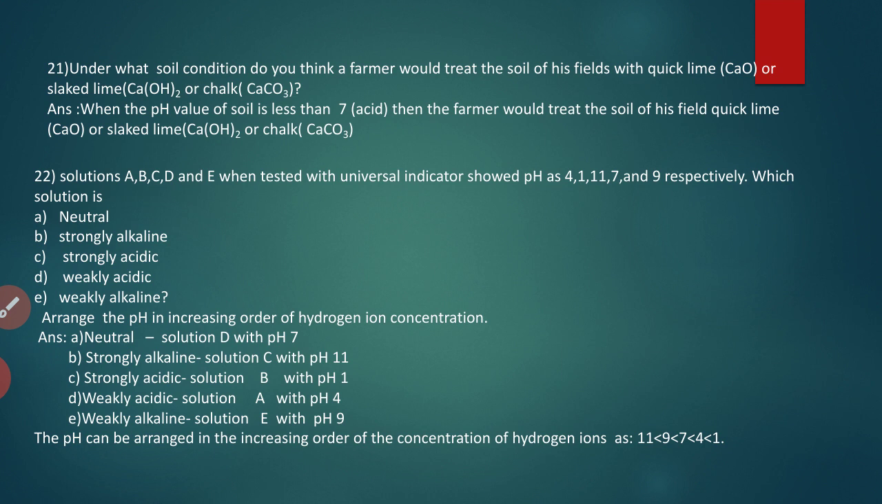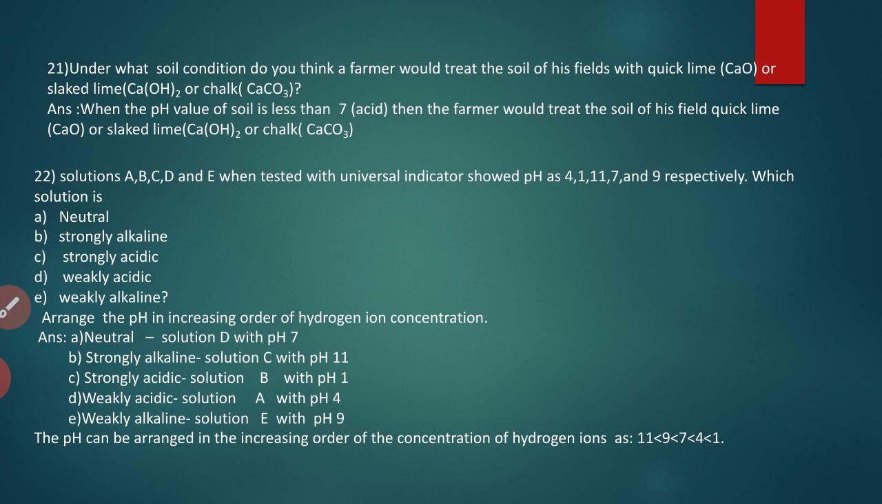The next one: here again 4 solutions are given with their pH values respectively. So which solution is neutral, strongly alkaline, strongly acidic, weakly alkaline? So 4 solutions are given. Such a kind of question we have already discussed in the previous class. I hope this concept is understood. So tell me the answer. Think of this answer now.